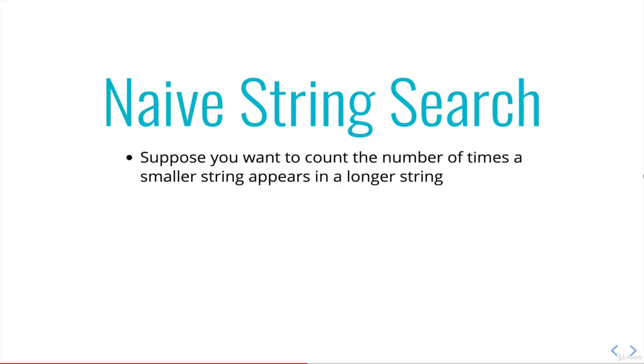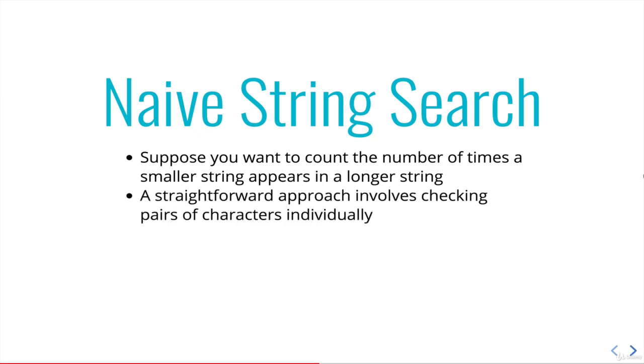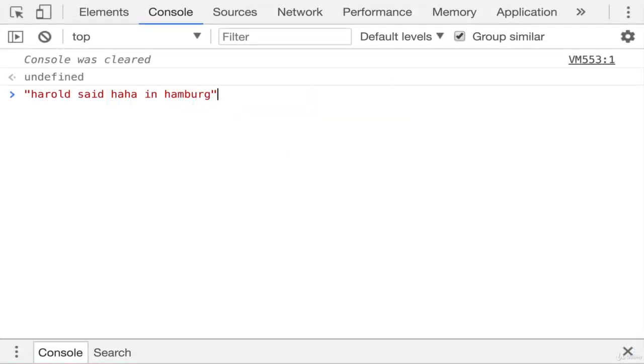So imagine that you want to count the number of times a smaller string appears in a longer string. A straightforward approach involves checking pairs of characters individually. So imagine we have this string here: Harold said haha in Hamburg. If we were searching for just a single character, like the letter I, for example, that's very easy. That's basically what we've done. You just do a linear search.